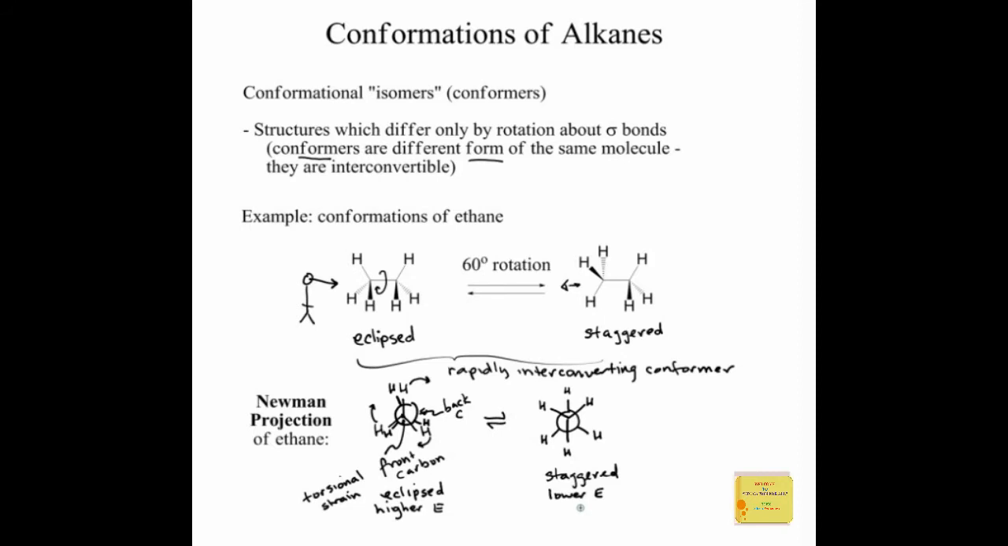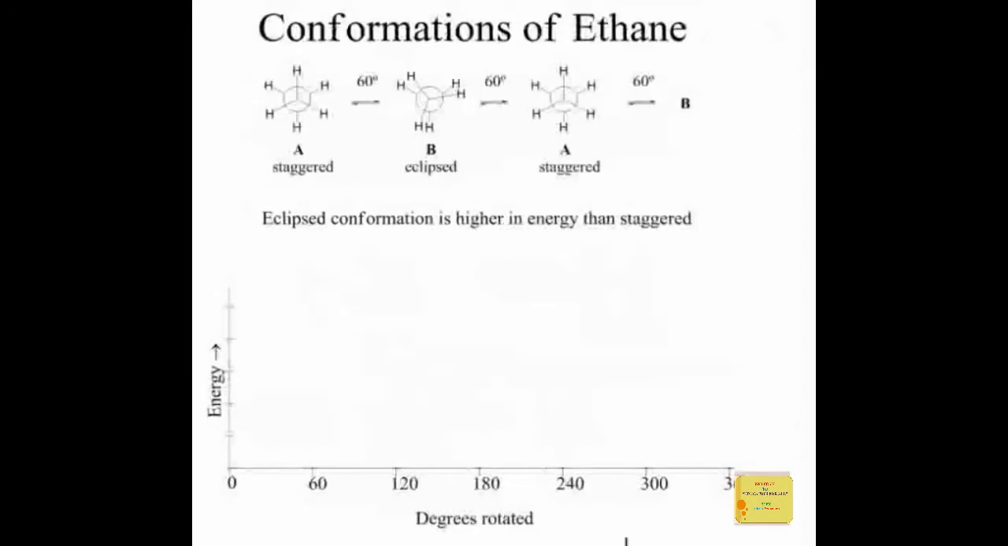Let's call this eclipsed conformation A and the staggered conformation B. And what we can do is trace the energy of this molecule as it goes through the various conformations. So if we start with the A conformation, which is staggered, a 60-degree rotation, it looks like we're rotating this front carbon because the back carbon stays the same. We go from being staggered to being eclipsed. That's structure B. Another 60-degree rotation would bring me right back to another staggered conformation, a conformer that is equivalent to A, and so on. The next rotation brings me back to B, and so on.